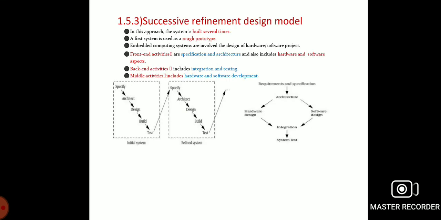Next one, the successive refinement design model. It is an approach where the system is built several times. The first system is used as a rough prototype, and embedded computing systems are involved in the design of hardware and software projects. The front end activities are specification and architecture, and also include hardware and software aspects. The back end activities include integration and testing. The middle activities include the hardware and software developments.